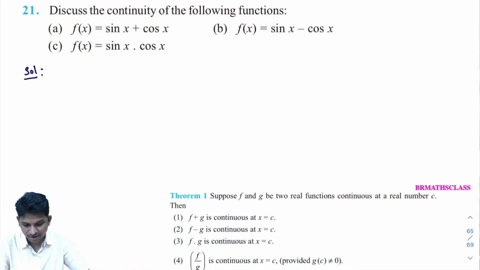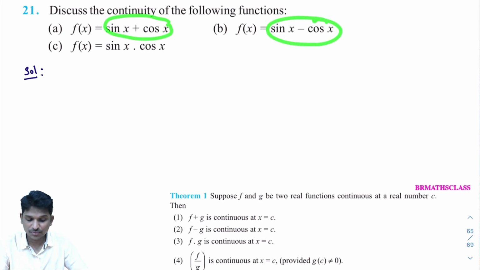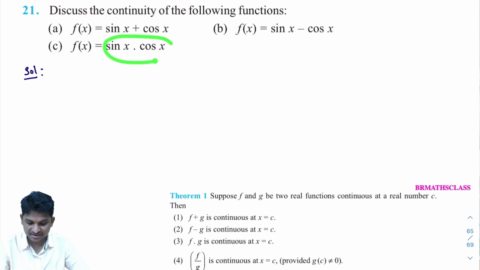We are almost at the end of this continuity chapter. In this class, what are the things we are going to learn? You observe this question number 21. What they are asking, discuss the continuity of the function. You observe this is of the form f of x plus g of x, f of x minus g of x, f of x into g of x, this type of problem.